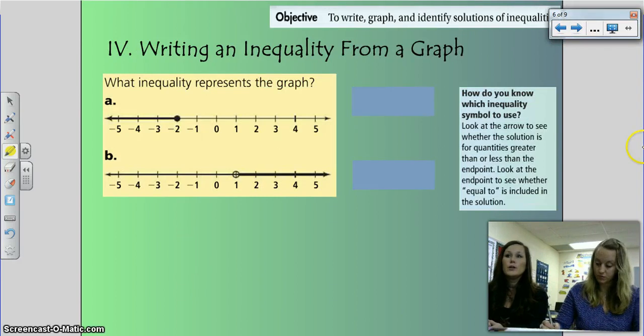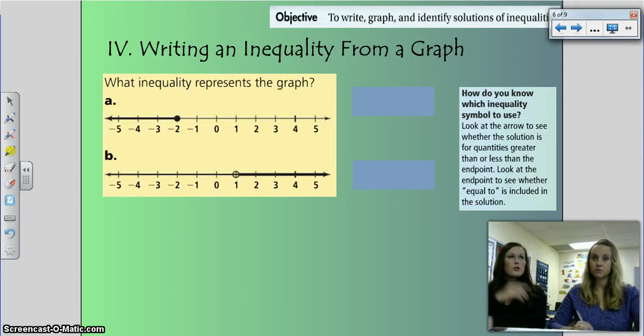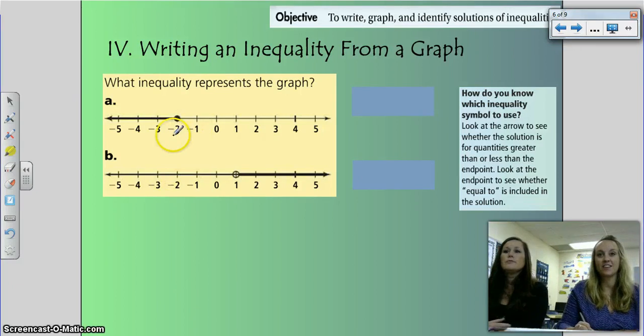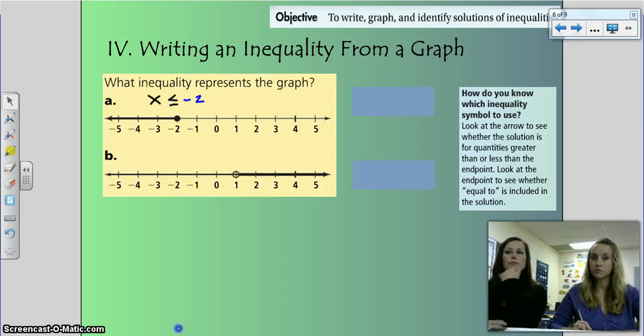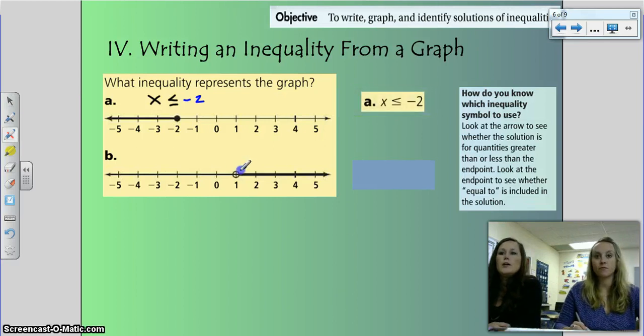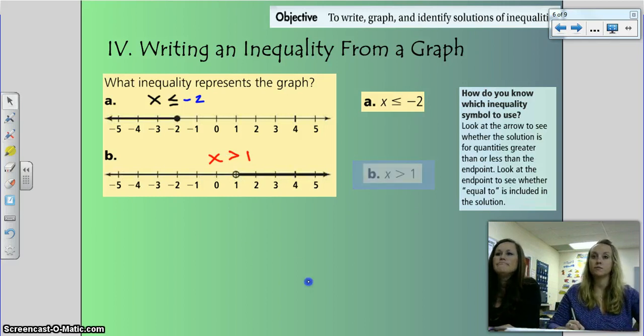Now we're going to write the inequality from the graph. Okay, so let's look. I've got a closed circle at -2, and it's shaded to the left. So I know that this is going to be x is less than or equal to -2. Okay, B: open circle at 1. So I'm going to have x is greater than 1. That's it, because it's an open circle.